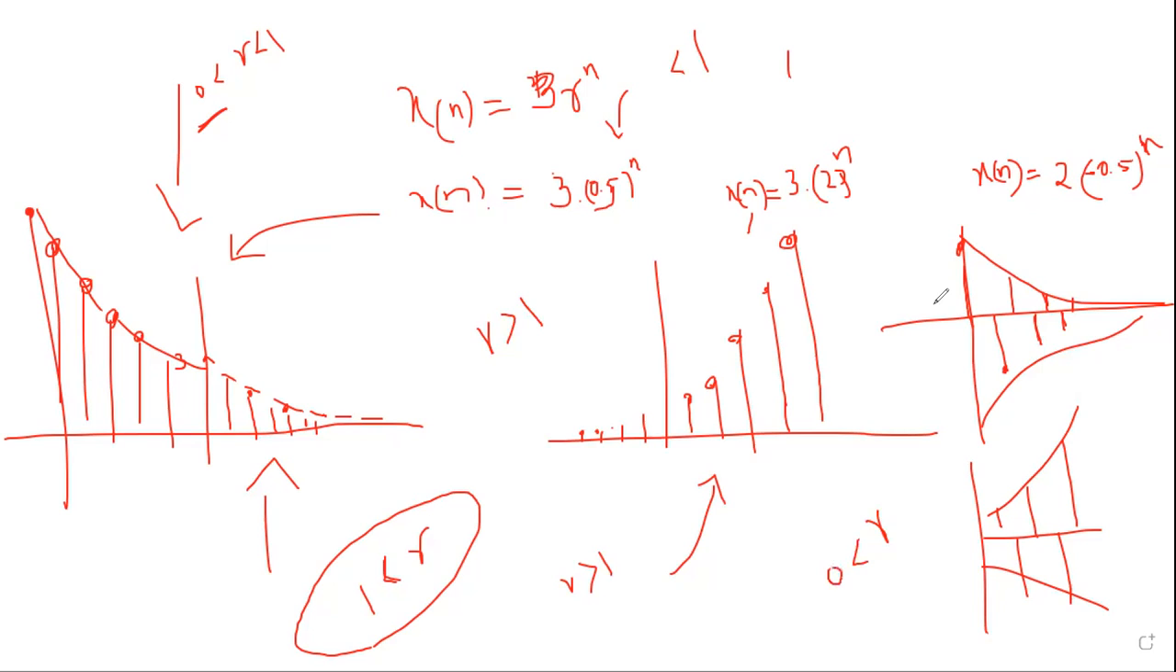If I have all negative numbers, I am going to get alternating changes in sign. For numbers greater than 0 but less than 1, I am going to get a decaying exponential. For numbers greater than 1, I am going to get a growing exponential. Are you getting the difference between the continuous time exponential and discrete time exponential? There is no e here. There is this constant r and there is an n over it.